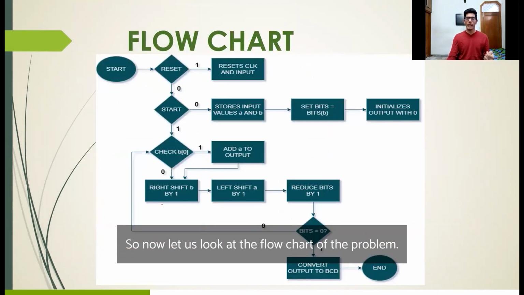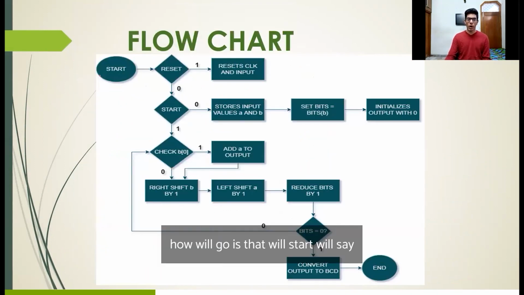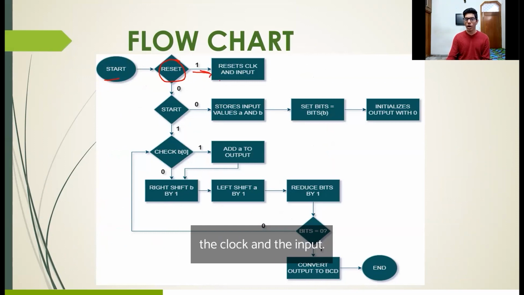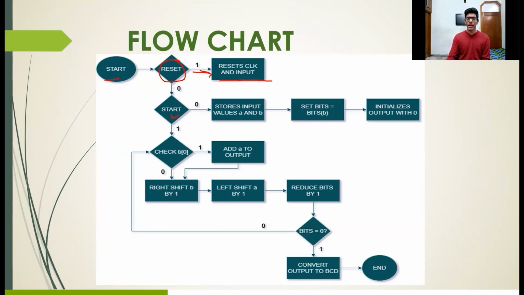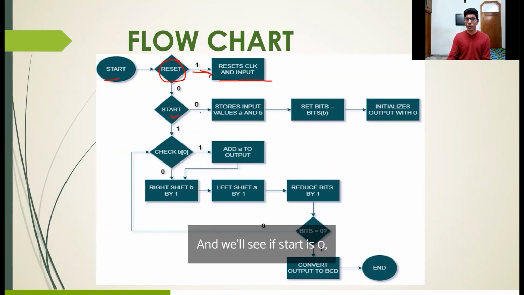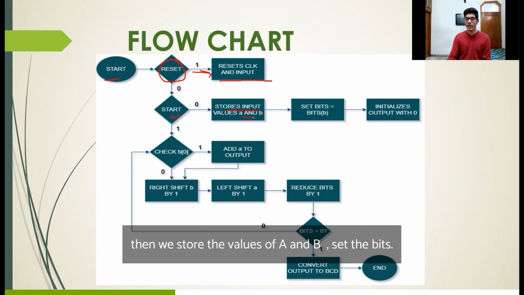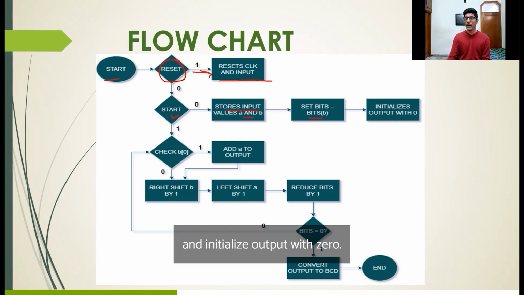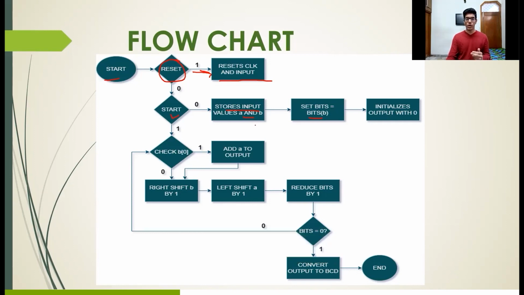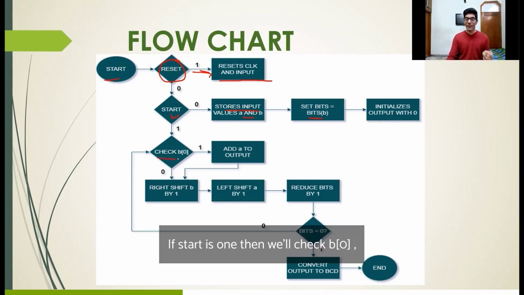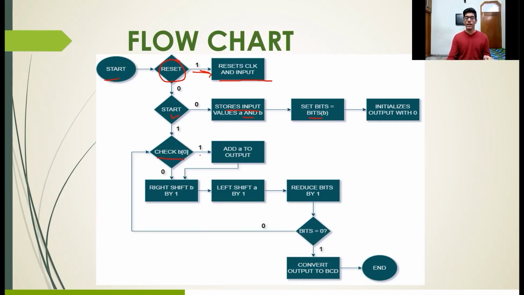So now, let us look at the flowchart of the problem. So first of all, we'll start. We'll say that if reset is 1, then we'll reset the clock and the input. Now, if reset is 0, then we'll start and we'll see if start is 0, we have a variable start. If it's 0, then we store the values of A and B, set the bits and initialize the output with 0. If start is 1, then we'll check B0, which is the 0th bit.